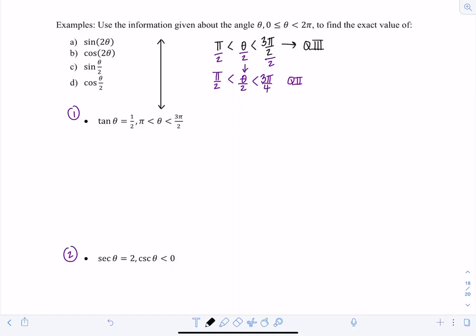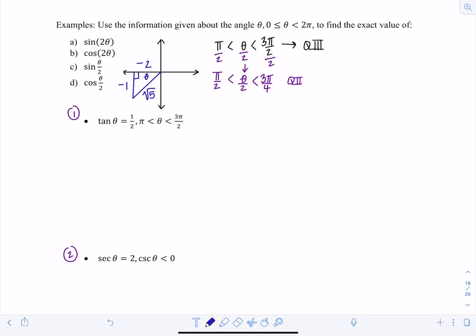So my triangle is for theta, right? They gave me information on theta, and that I know is in quadrant 3. So I'll label it accordingly. So here's my quadrant 3 triangle. Here's theta. Tangent is positive 1/2, but I know that's going to be a negative and a negative since we're in quadrant 3. So this side here is rad 5.